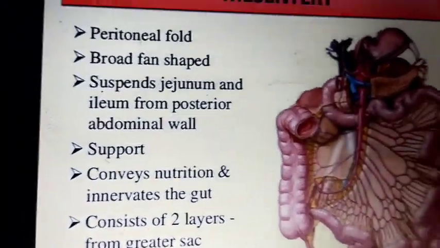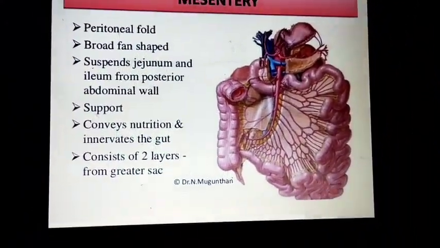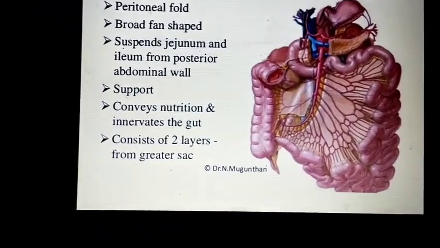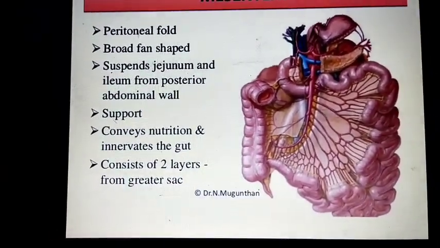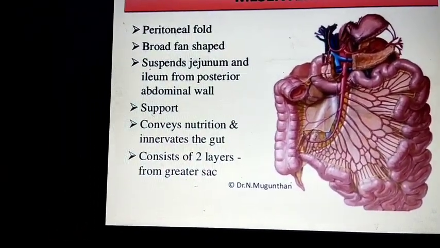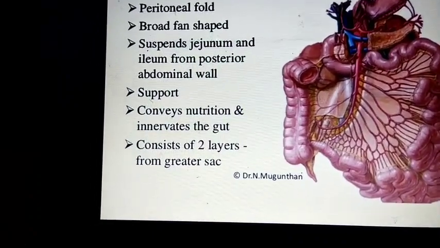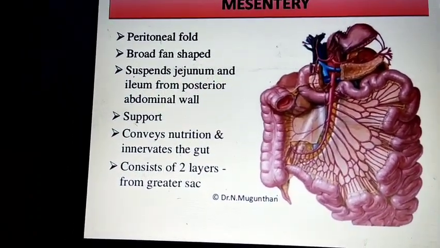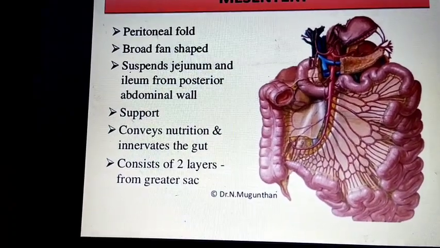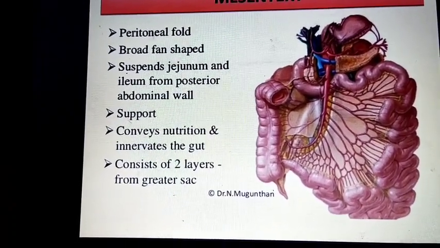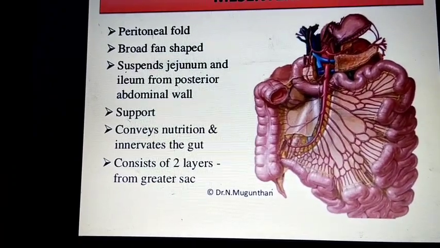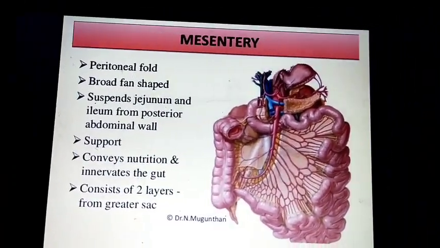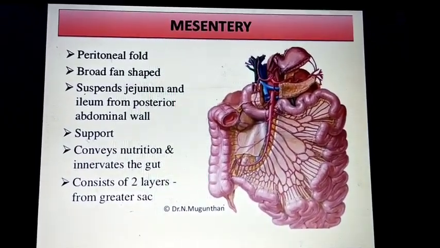The mesentery is a peritoneal fold. How does it look? It is broad and fan shaped, and it suspends the jejunum and ileum from the posterior abdominal wall. What is the function of the mesentery? It supports the gut and conveys nutrients to it, and it consists of two layers from the greater sac. Okay, you can go for the next slide.